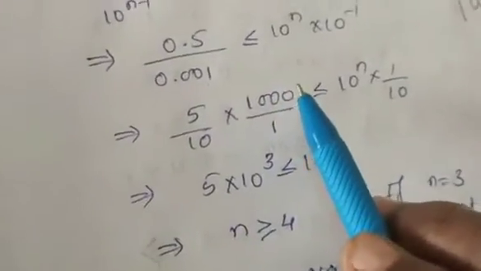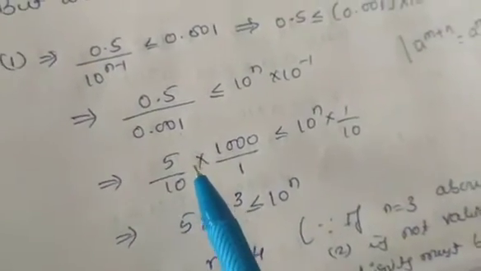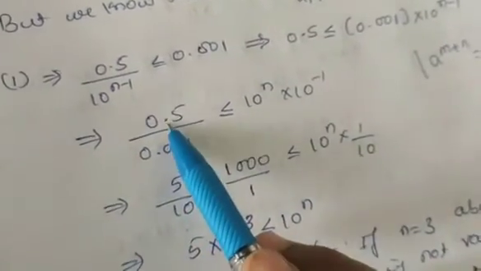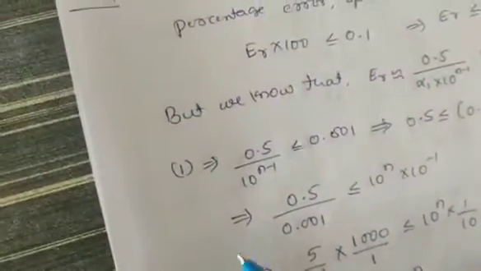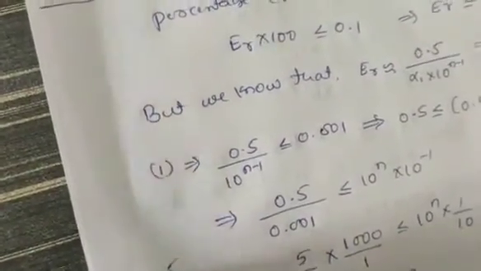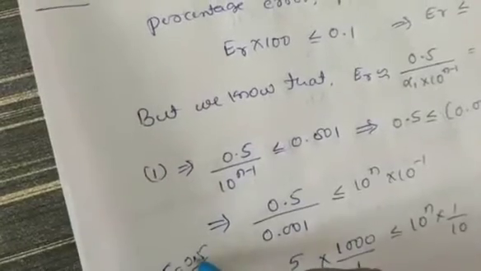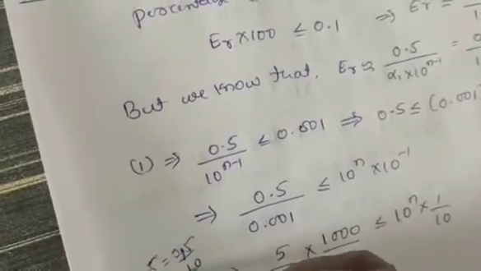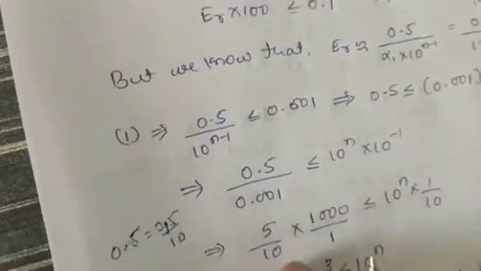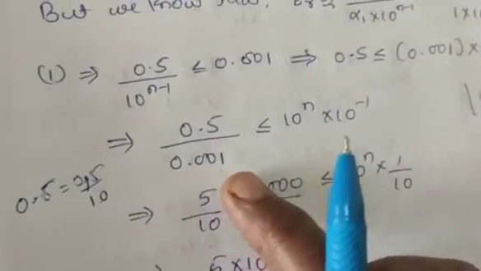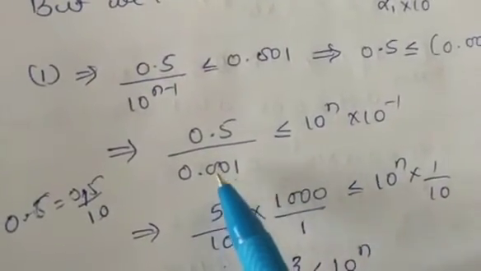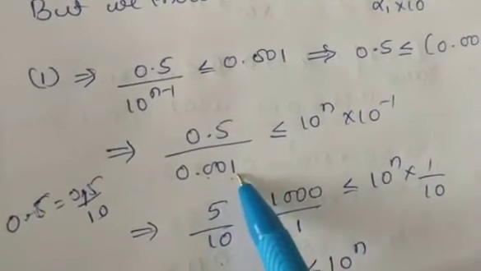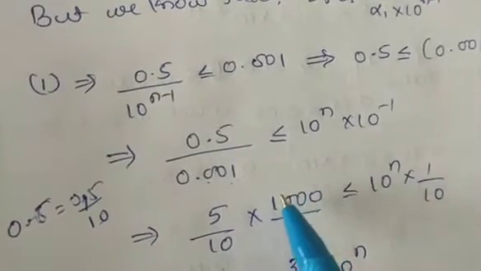So we can take this one as 5 divided by... 0.5 means it is 5 by 10, isn't it? We know this. 0.5 is nothing but 5 by 10, since there is 1 decimal place and the number of zeros after the decimal point is 0. This is 5 by 10. And 1 by 0.001 means it is 1 by 1000. If you take it in the numerator it becomes 1000. It is 1 divided by 10 raised to minus 3, so if you take it in the numerator it becomes 10 raised to 3.